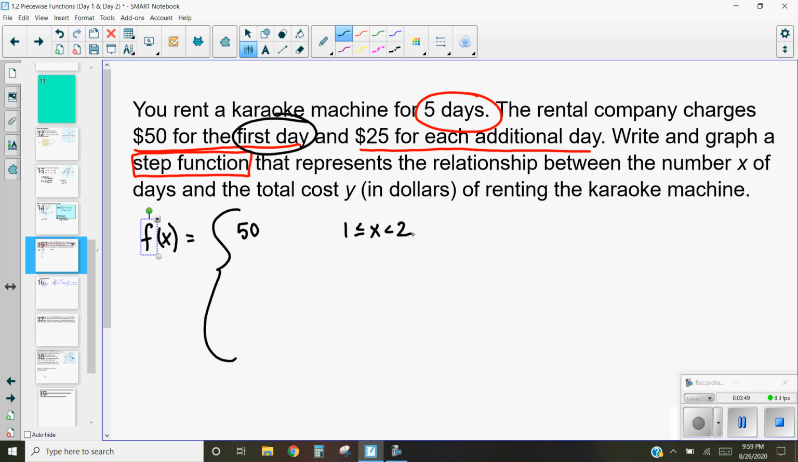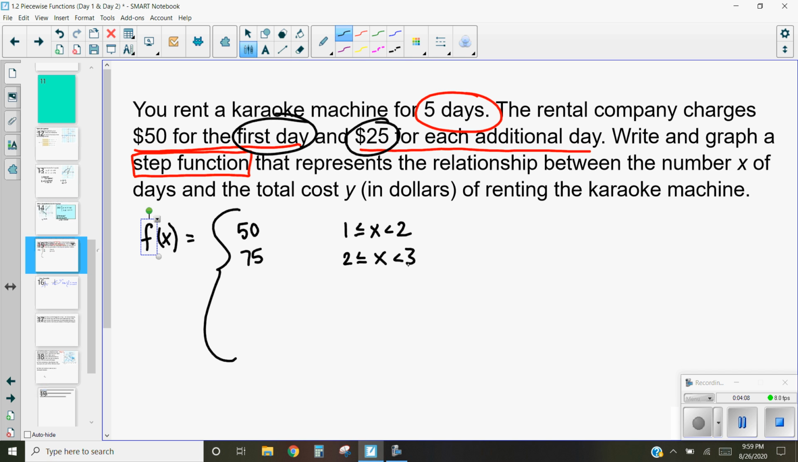So it's from when we get it on day 1 all the way up until day 2, it's going to cost $50. Then each additional day is $25 after that. So at the start of day 2, how much money are they going to charge us? 50 plus 25, which is 75. And that's going to be all the way up until day 3.